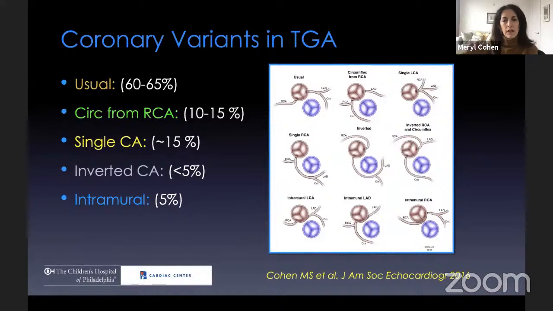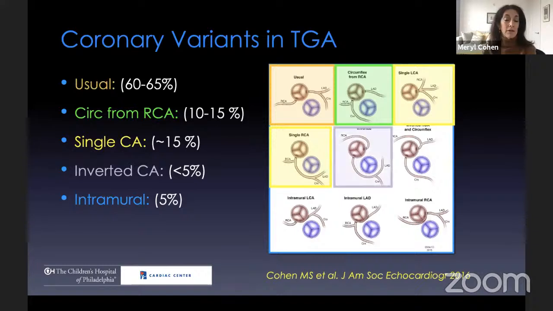And you've seen this when I've given the transposition talk, but there are a number of variants of coronary arteries in transposition. Usual, which is that the left is coming from the left-facing sinus and the right from the right-facing sinus. The sinus is facing the pulmonary artery. It happens in about 2/3 of patients. Circumflex from the right is the next most common, which happens in about 10 to 15% of patients. In our institution, it's more prevalent than that for some reason. And then you can have single left or single right coronary artery.